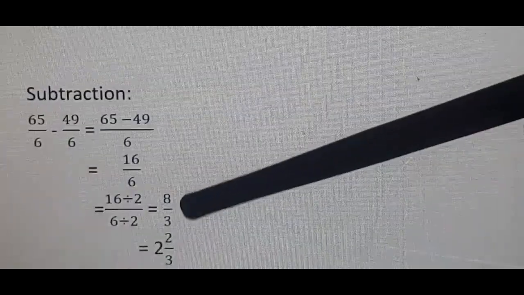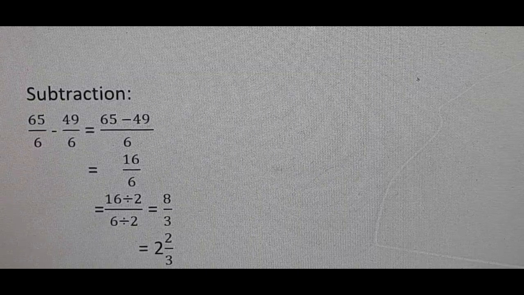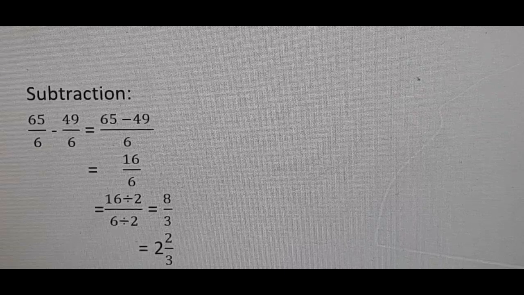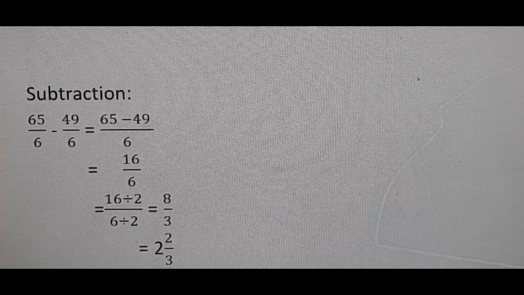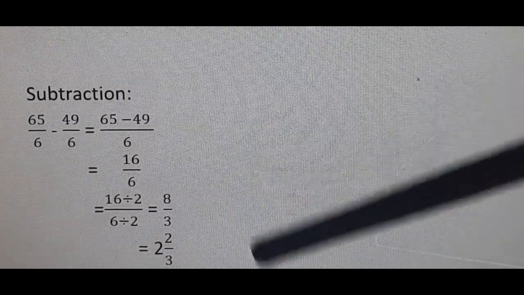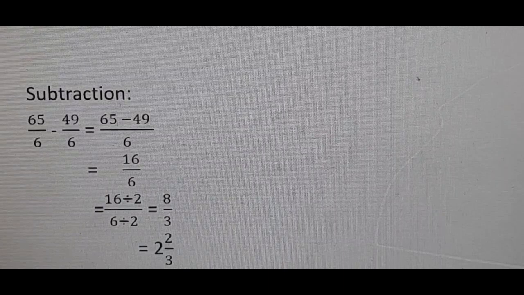So 8 upon 3. अभी भी ये फिनिश नहीं हुआ because it is an improper fraction. So we have to convert it into a mixed fraction. 8 divided by 3 will give quotient 2. Remainder 2. So Q whole R upon D. 2 whole 2 upon 3 will be our answer.